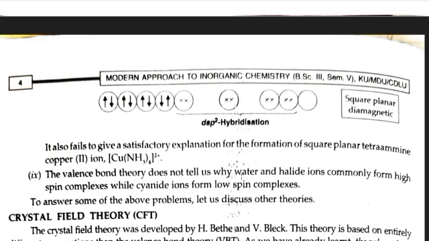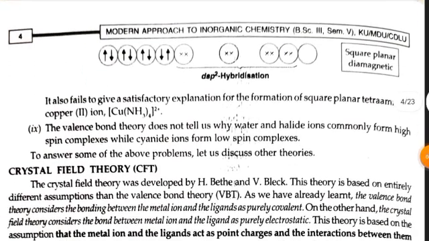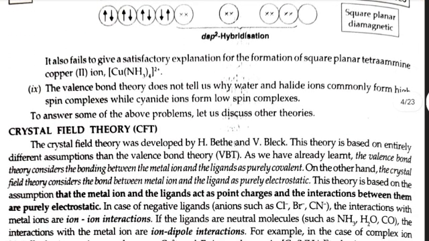The valence bond theory does not tell us why water and halide ions commonly form high spin complexes, while cyanide ion forms low spin complexes. To answer some of the above problems, let us discuss other theories. Crystal field theory, CFT. The CFT was developed by H. Bethe and V. Bloch. This theory is based on entirely different assumptions than the VBT.